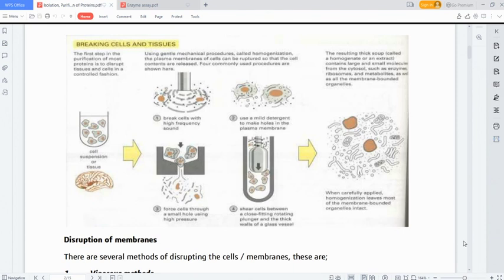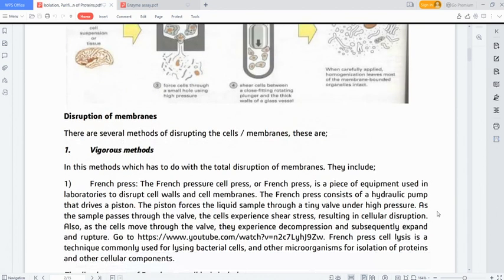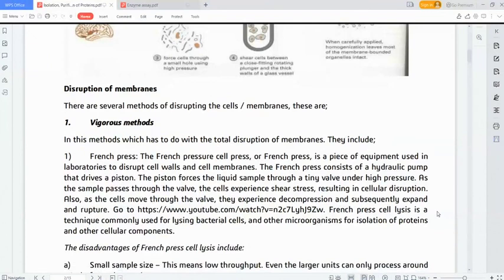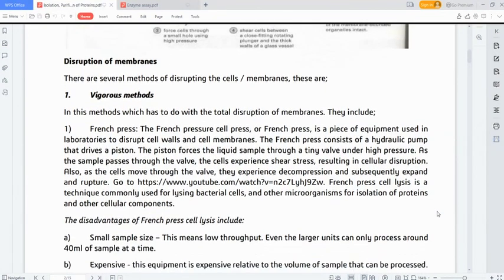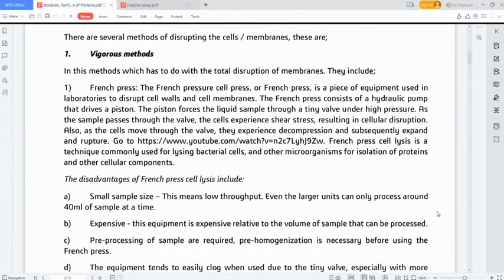So some of these methods are what we use, but the most important thing is that the cells are broken open. Now, let's look at the methods that we use in disrupting this membrane. Number one, you have the notes, so I'm not going to be wasting much of our time.